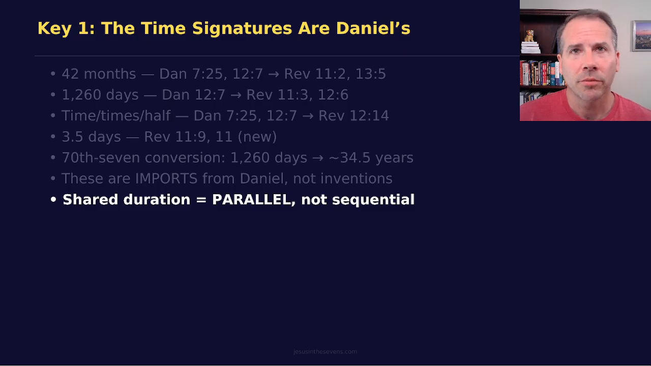Some of them are shared duration, which means parallel, not sequential. Again, that's where Daniel's time signatures really help, because not only some of them, like the 3.5 days, unlock the actual vision for us in an amazing way, but the ones that are the 42 months, the 1260 days, are different ways to refer to the 35-year period. So sometimes it's describing the same thing, which again helps lock down the interpretation of Revelation and where we put some of these visions and what they mean, but also where they fit chronologically, because we know it's talking about the 70th seven when it's using those numbers, and we know what the 70th seven is.